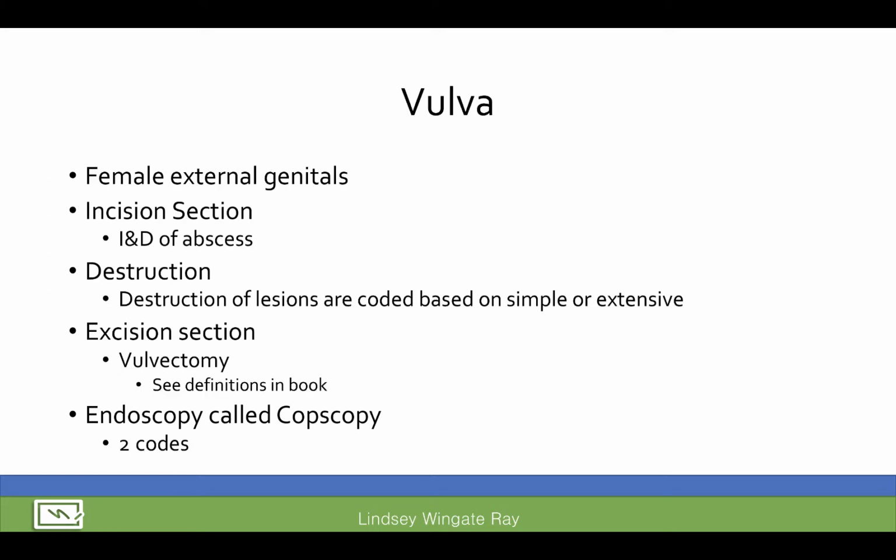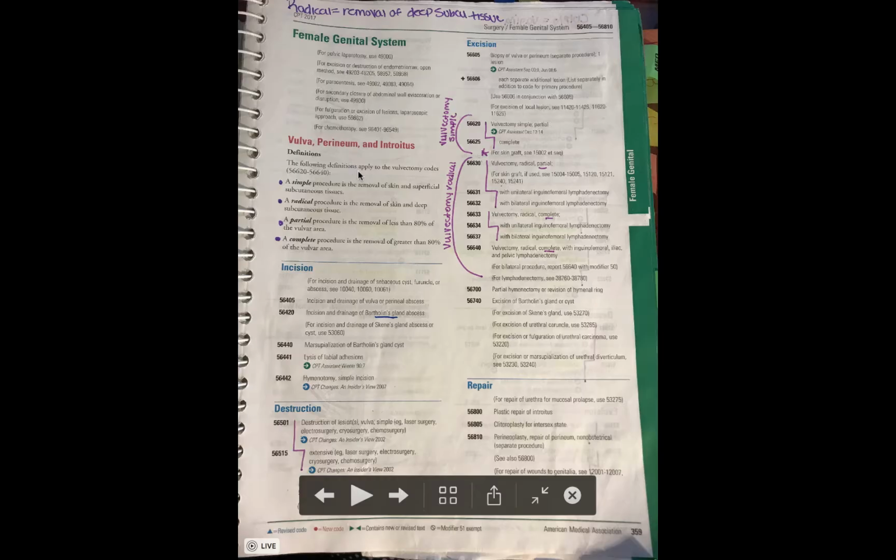First, we're going to talk about the vulva. The vulva is the external genitals of a female. There is an incision section, destruction, and repair section that are important here. I want to look now at my code book at this section. This is the first page of the vulva section. And like I said, the vulva is the external female genitals. So let's take a little bit of a closer look. I hope you guys can see this.